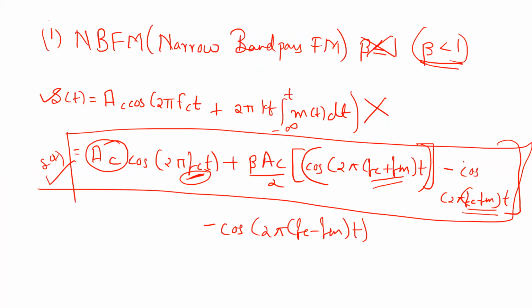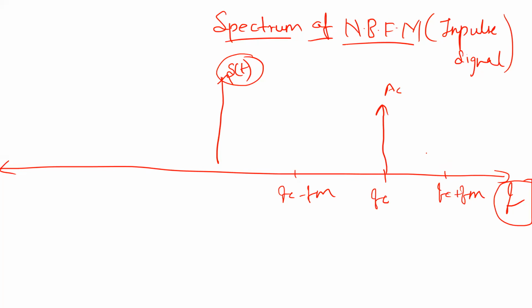What is the value for FC plus FM and FC minus FM? Beta AC divided by 2. Yes, FC plus FM, it is plus. So I will draw.